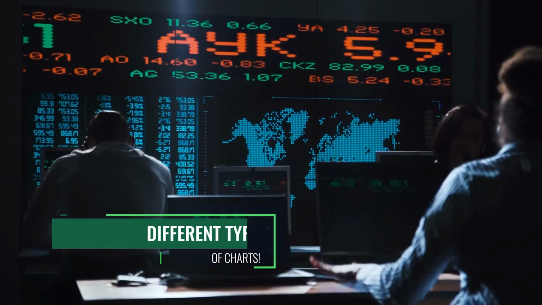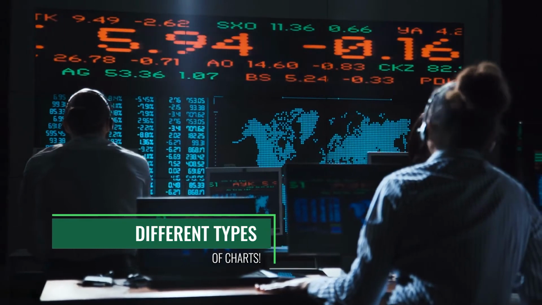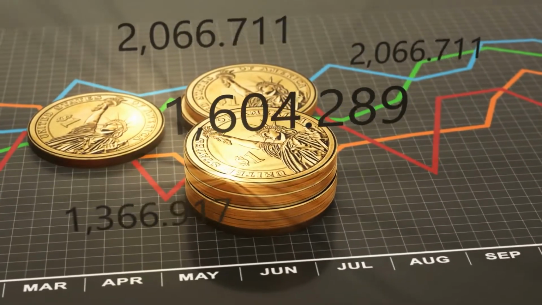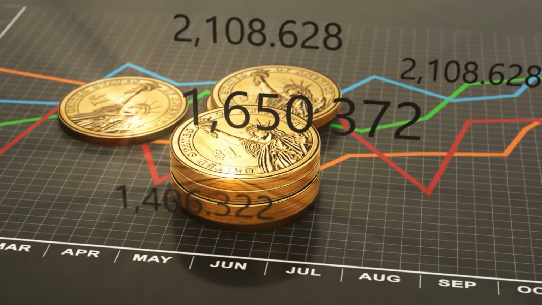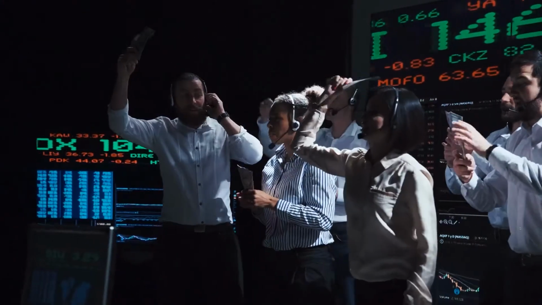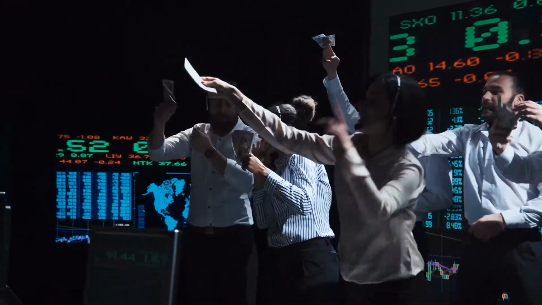Now, let's understand the different types of charts. The first is a line chart, which is the most common type of chart used to monitor daily stock values. It's a line that shows every price movement between the stock's opening and closing price for the day.